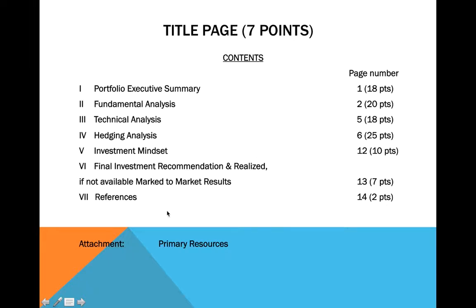I would like you to make sure that you have all 8 parts in your presentation. I also want to say how many slides will do justice to each part: the portfolio executive summary is 1 page, fundamental analysis starts on page 2 and goes up to page 5, technical analysis 1 page, hedging analysis 6 pages, and so forth. But this is a rough estimate. I'm just giving you a direction.